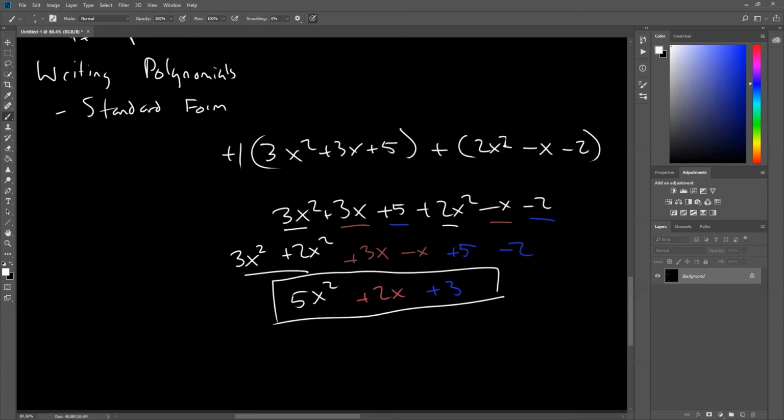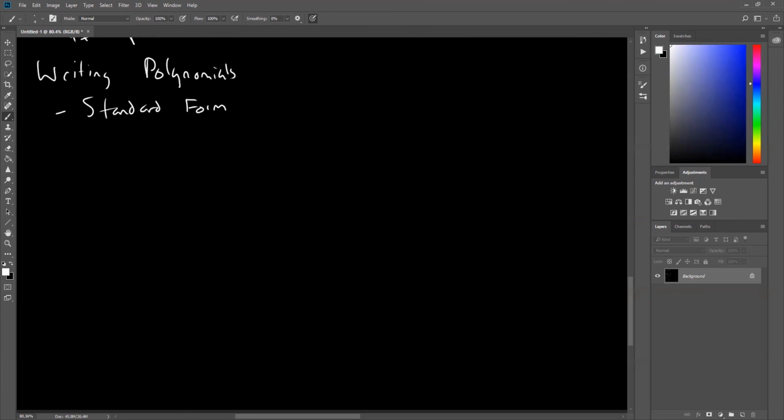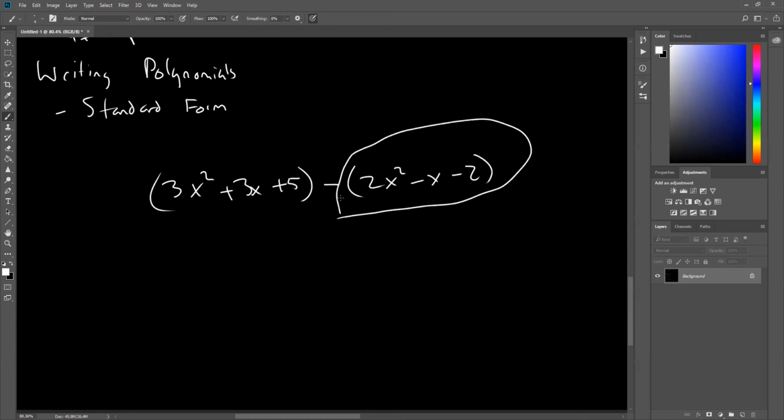All right. I guess I'll show you more about subtracting. So you saw what I did before with the distribution. There's another way you can see it. Let's say we had something like 3x squared plus 3x plus 5, in parentheses, and we were subtracting 2x squared minus x minus 2. Now, the thing is, we're subtracting this entire whole from this, right?